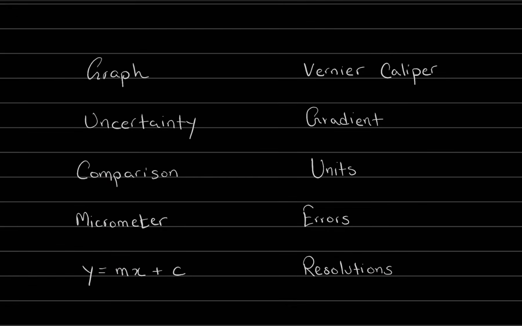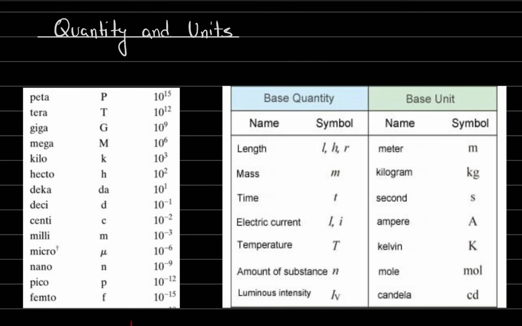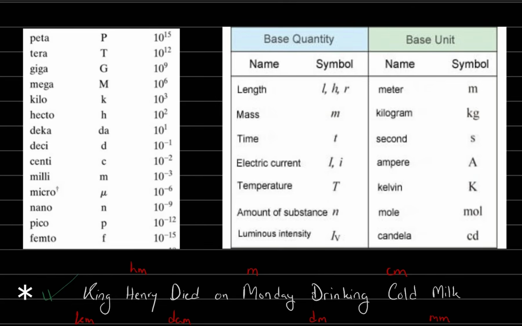Do you know these few topics will make sure that you are well revised in Unit 6? Let's jump in. The first topic is quantity and units. On the screen, you can see the base quantities and their units. You need to remember all of them. On the left hand side, you have the prefixes. Here you can see a formula that will help you remember the prefixes.